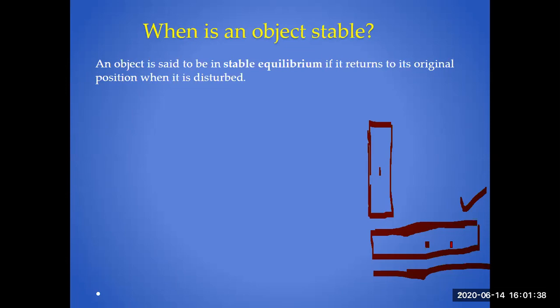Now again, if you disturb any object like a book, lift this book up, and when you lift this book up and release the force, this book will come back to its original state before application of the force. This type of equilibrium is called stable equilibrium.